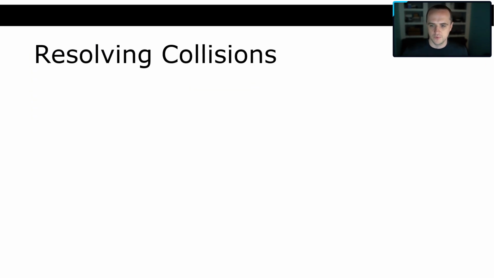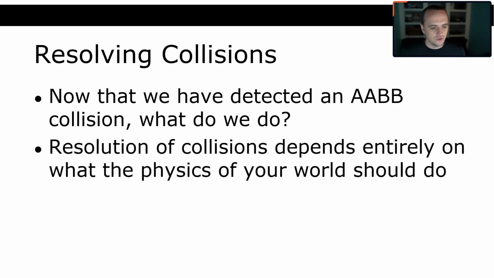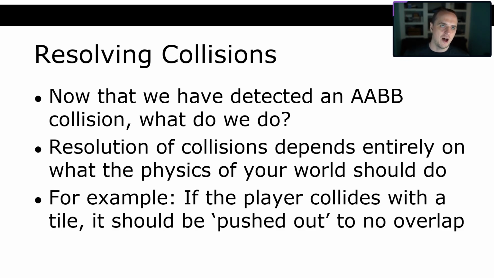All right. So now let's talk about resolving collisions. So now that we've detected the AABB collision, what do we do now, right? We have the value of OX and OY, but how do we actually use them? The resolution of the physics or the collisions is going to depend entirely on the physics and the mechanics of what our world should do. So for example, one of the most popular things that we want to do in a video game is that if the player collides with a world geometry tile, then we don't want there to be any overlap, right? We want the player to kind of be pushed out of the tile.